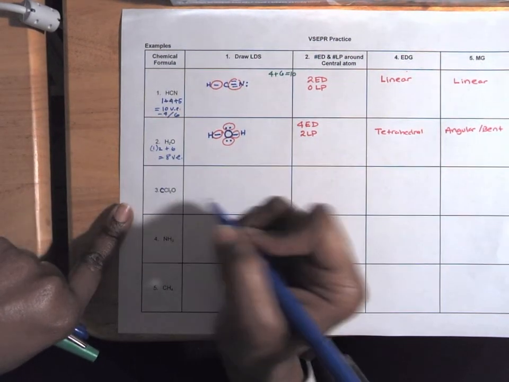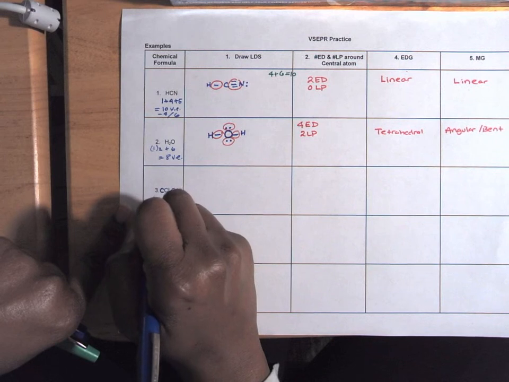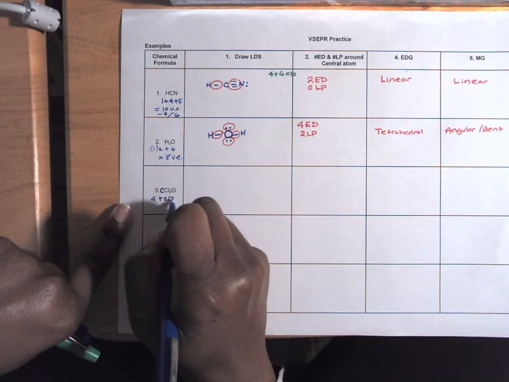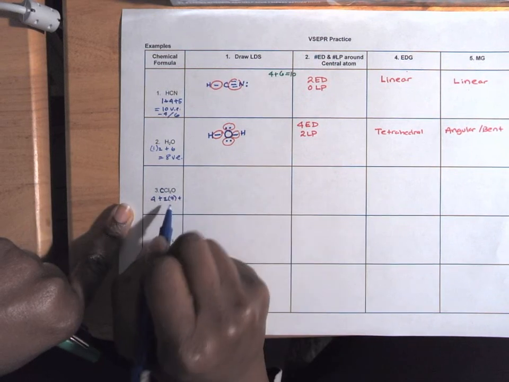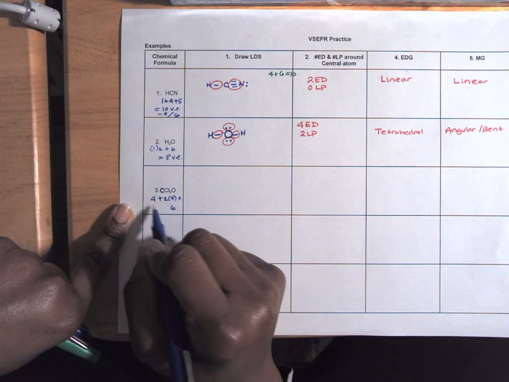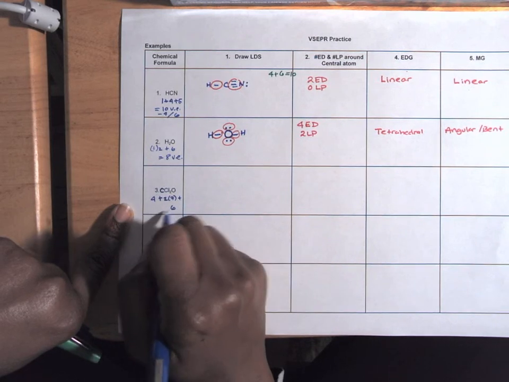CCl2O, carbon is in group 14, so it has 4 valence electrons. Each chlorine is in group 17, so 7 valence electrons. And then oxygen has 6. So we have a total here of 24 valence electrons.